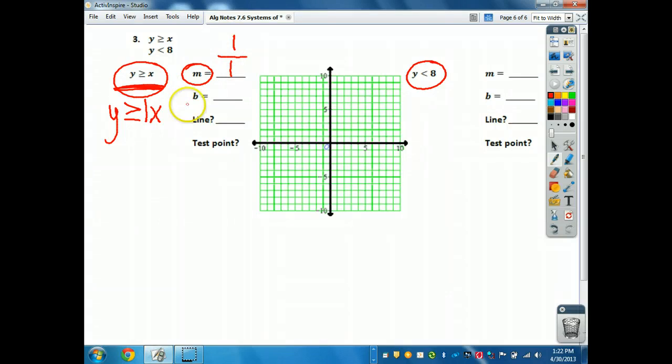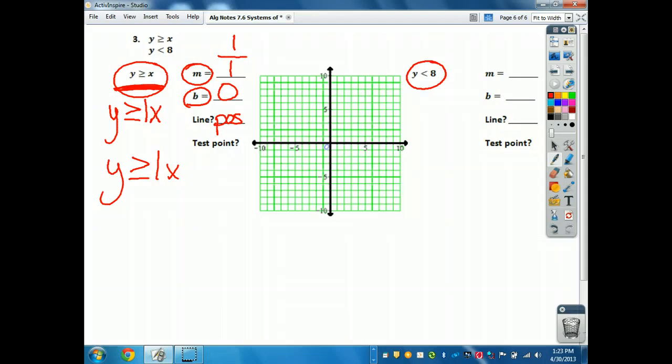Now, what is our y-intercept? This is what I was thinking. 0. Yes, I did teach you something this year. 0, because we don't write y is greater than or equal to 1x plus 0. We just don't put it there. So if it's not there, you know. And what does that mean? It's going to go through the origin. Exactly. What kind of a line is this going to be? Positive or negative? Positive, because our slope is positive.